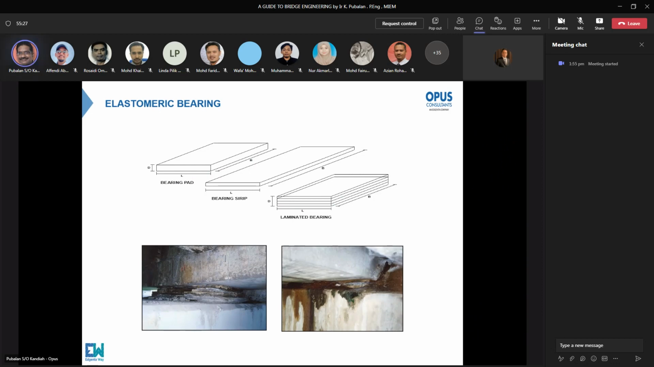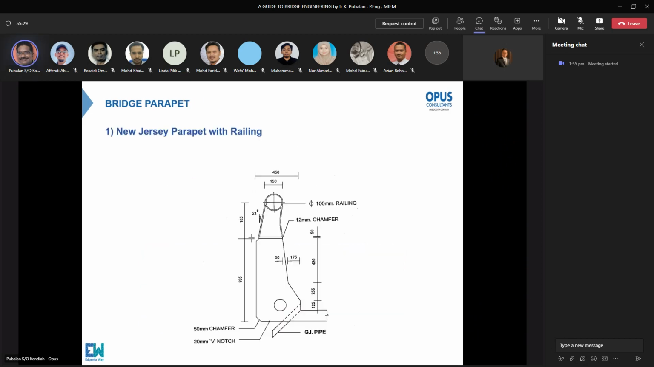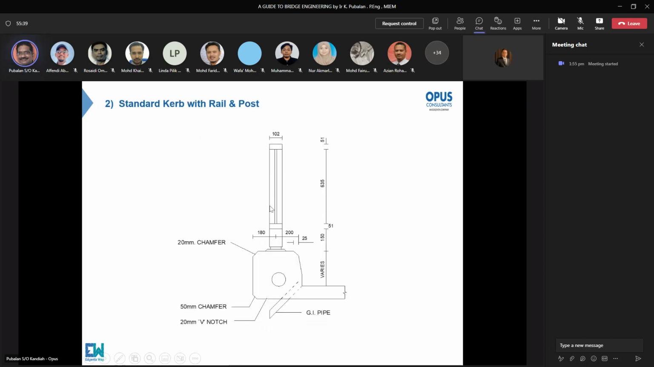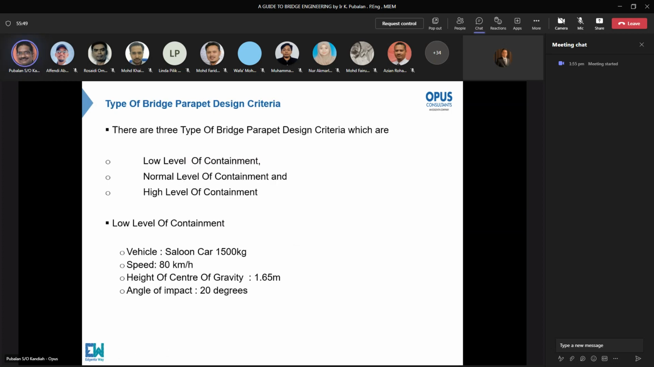This is the bridge parapet, NJB, okay, with handrail actually. This is another type of parapet rail. Okay, now we go to the types of bridge parapet design. There are three kinds of bridge parapets you can design. You have the low level of containment, you have the normal level of containment and you have the high level of containment.